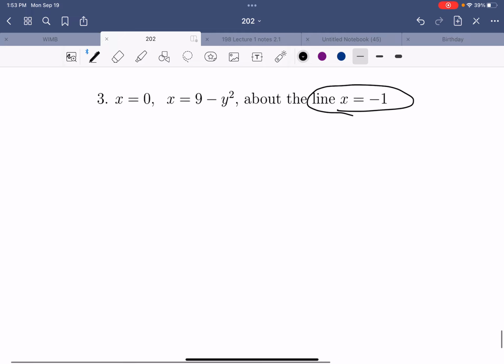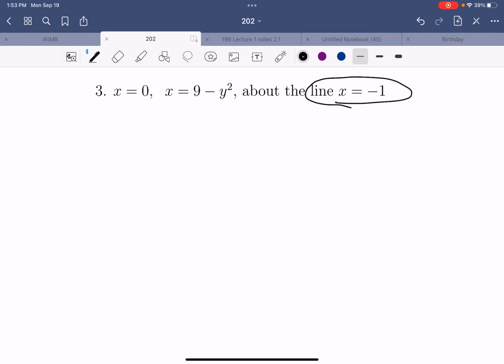The first thing we want to do is get a really good picture. In this case, we've got x equals y squared minus 9. This is a parabola that opens to the side, and it opens to the left because it's negative y squared. If you plug in y equals 0, you get x equals 9. So that means (9, 0) is the vertex.